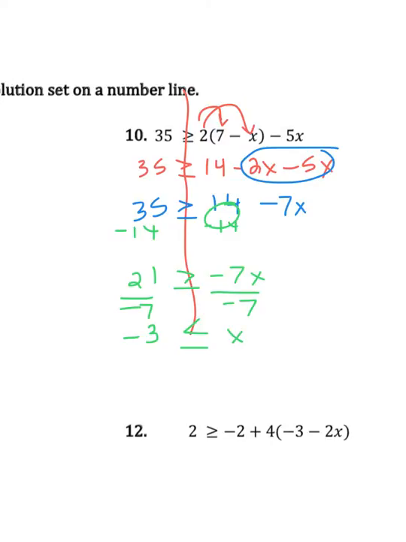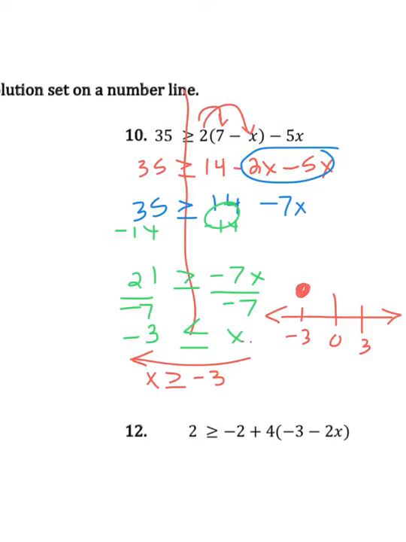Okay, I'm going to switch it around so I could see the order. I'm going to start with the x and write it out this way. So x is greater than or equal to negative 3. To draw the number line, 0, negative 3, and a 3. It's going to be a closed circle above the negative 3, and x is greater or equal to it, so it would go that way. It's greater.